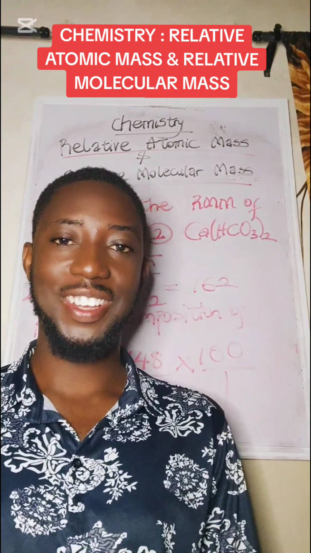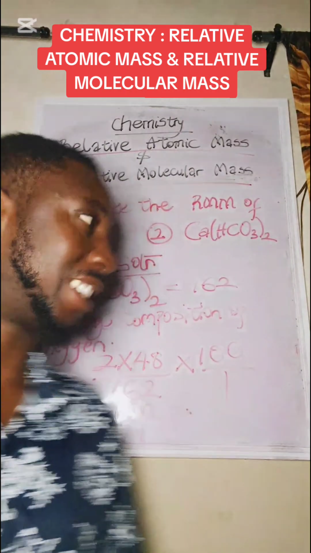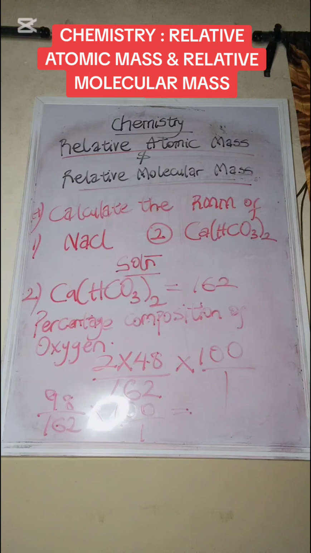I want you to write the value of the answer, 96 over 162 times 100 over 1, in percentage. That is the percentage composition of oxygen in calcium hydrogen trioxocarbonate(IV).